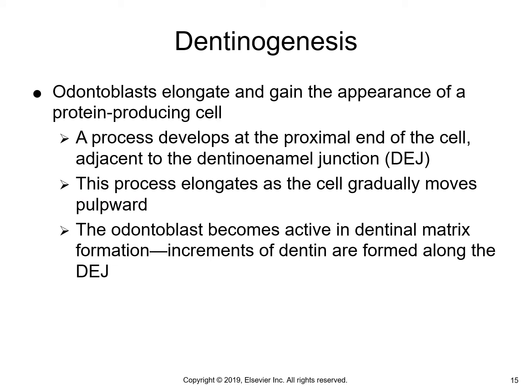During dentinogenesis, the odontoblast elongates and gains the appearance of a protein-producing cell. A process develops at the proximal end of the odontoblast adjacent to the DEJ. This process will elongate as the cell gradually moves pulpward, and the odontoblast becomes an active place for dentinal matrix formation. So that odontoblast is going to be producing these increments of dentin, forming right along the dentoenamel junction, or the DEJ.